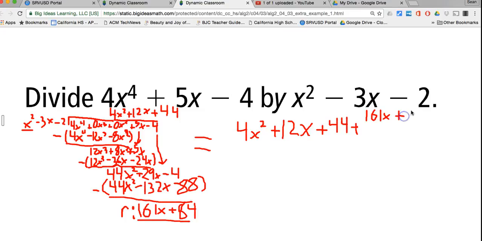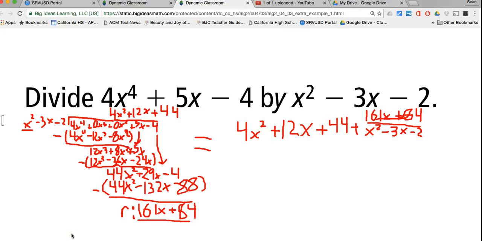So 161x plus 84, and our divisor here was x squared minus 3x minus 2. So that's going to be our denominator here. This is going to be our entire answer: 4x squared plus 12x plus 44 plus 161x plus 84, divided by x squared minus 3x minus 2.